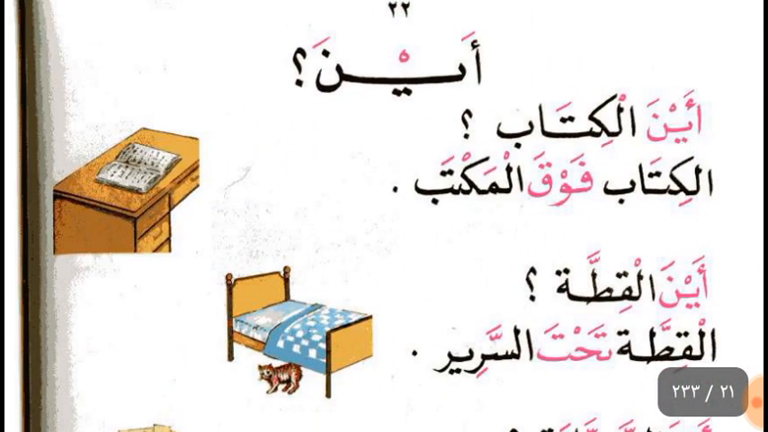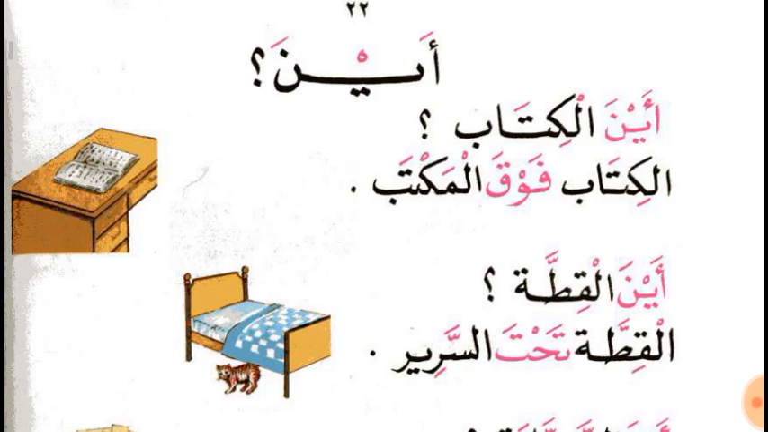Then we have Aina. Aina means where? Start reading this. Aina al-kitab. Kitabu. Aina al-kitabu. Where is the book? Al-kitabu fawqa al-maktab. The book is over the desk.